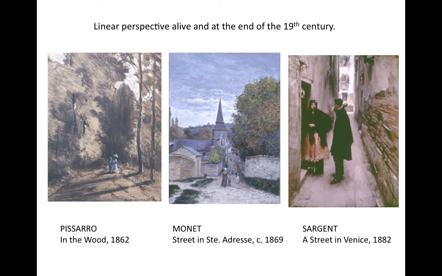So after the Renaissance, linear perspective was alive and well, and used and employed by many artists until the end of the 19th century. And here you can see artist styles obviously changed dramatically, subject matter changed, painting style changed, art materials changed. But linear perspective continued to be taught and continued to be used widely in painting.